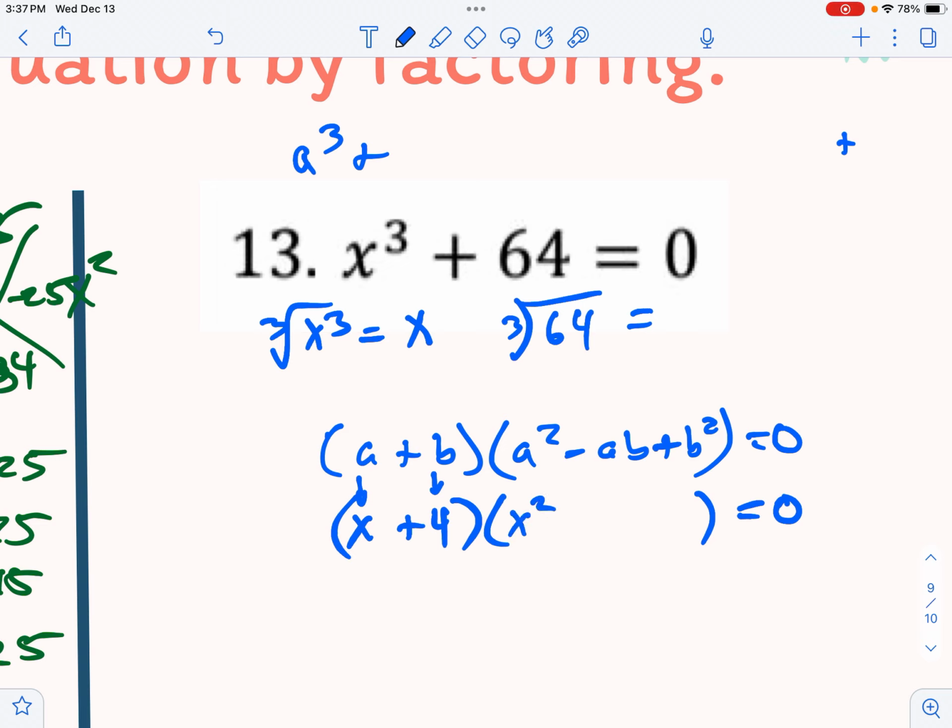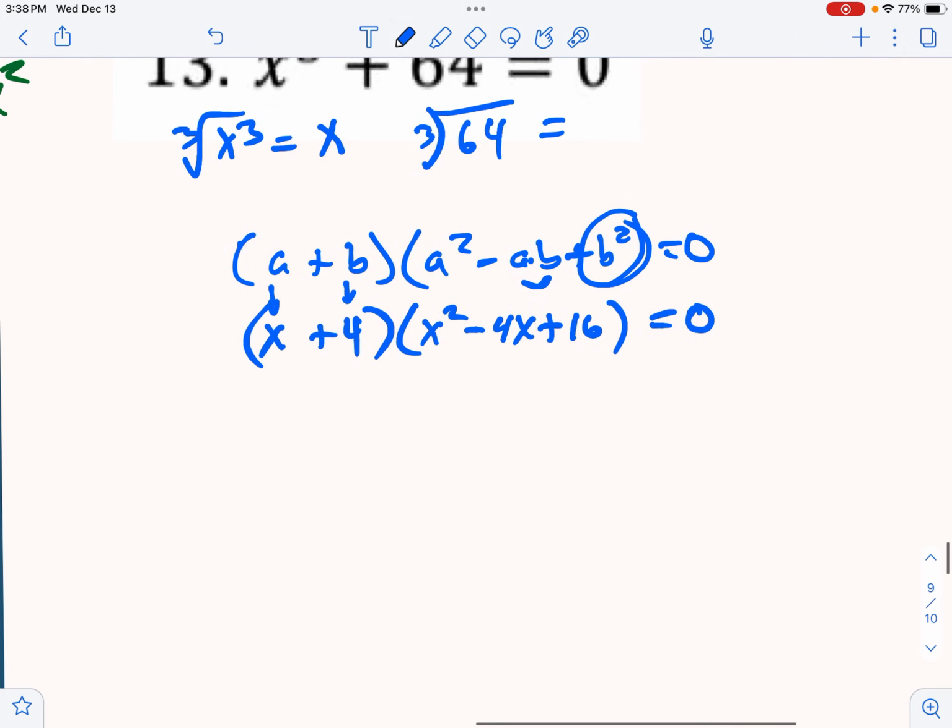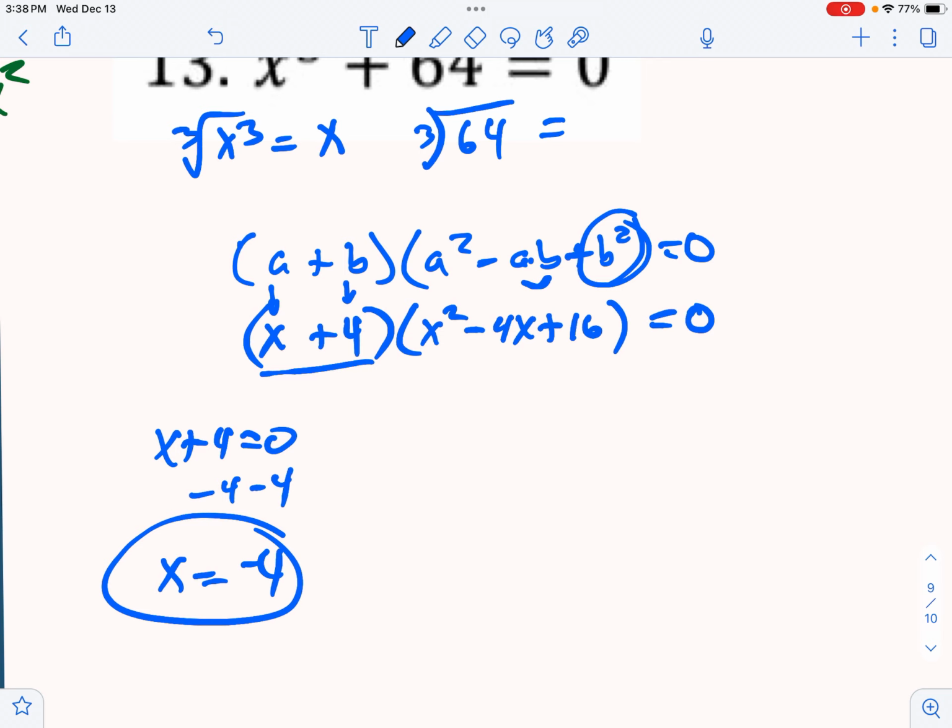A squared, well, that's x times x, that's x squared, minus a times b, you're multiplying those two, so that's x times 4 or 4x. And then finally, b squared is the last one. Well, that's going to be 4 squared or 16. Okay, this one I can set equal to 0 right away. X plus 4 equals 0. That's easy. Subtract 4, x equals negative 4.